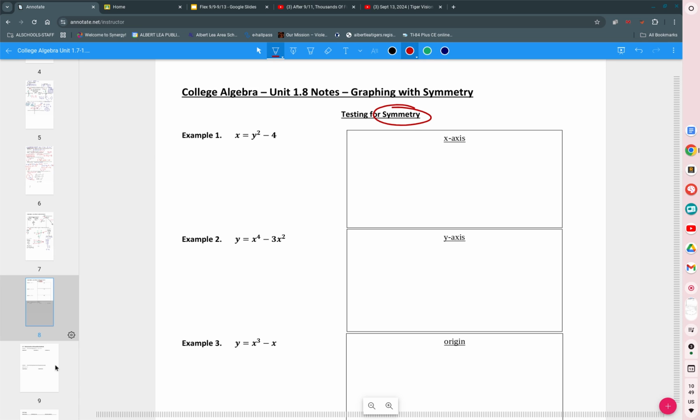Okay, what I want you to do is talk to the person next to you. How would you describe symmetry to somebody? And can you think of something in real life that is symmetrical? Go, talk. What's symmetry and what's symmetrical?